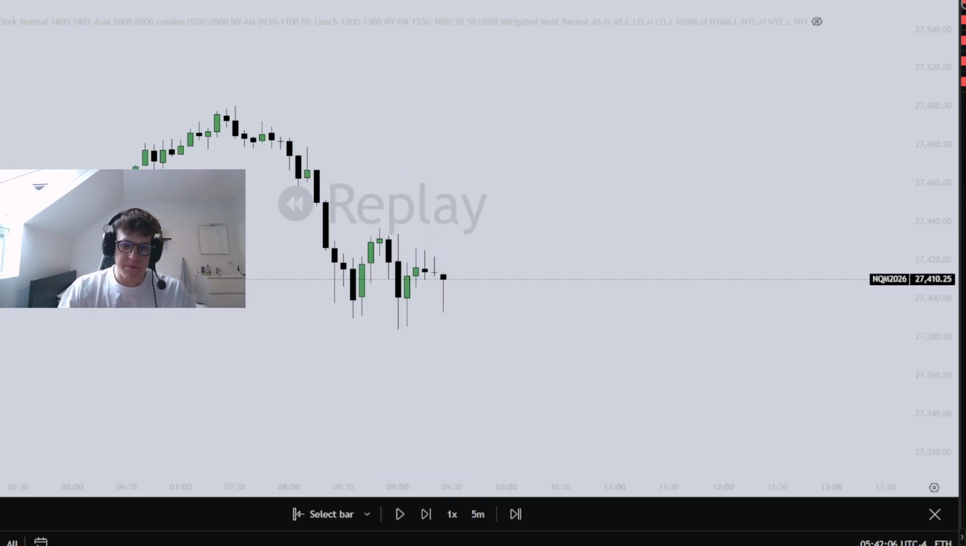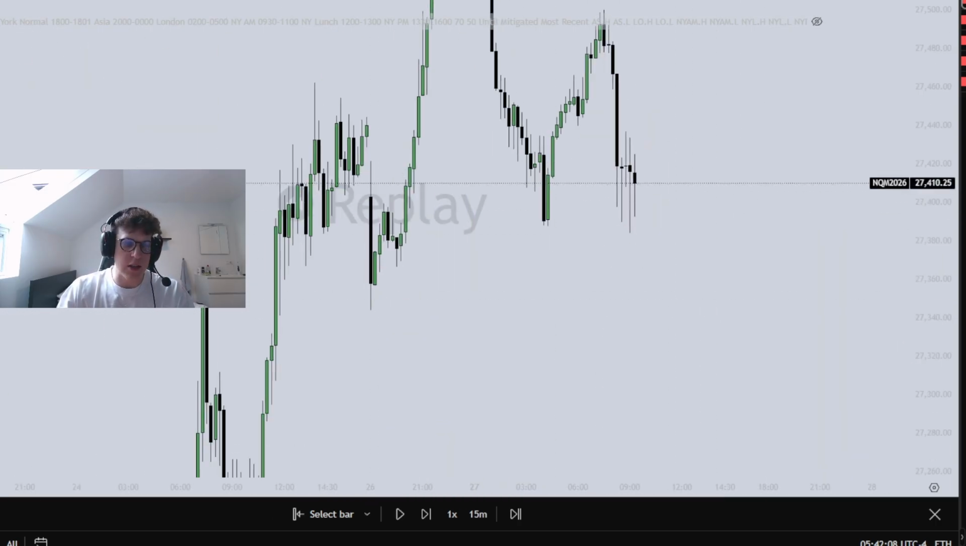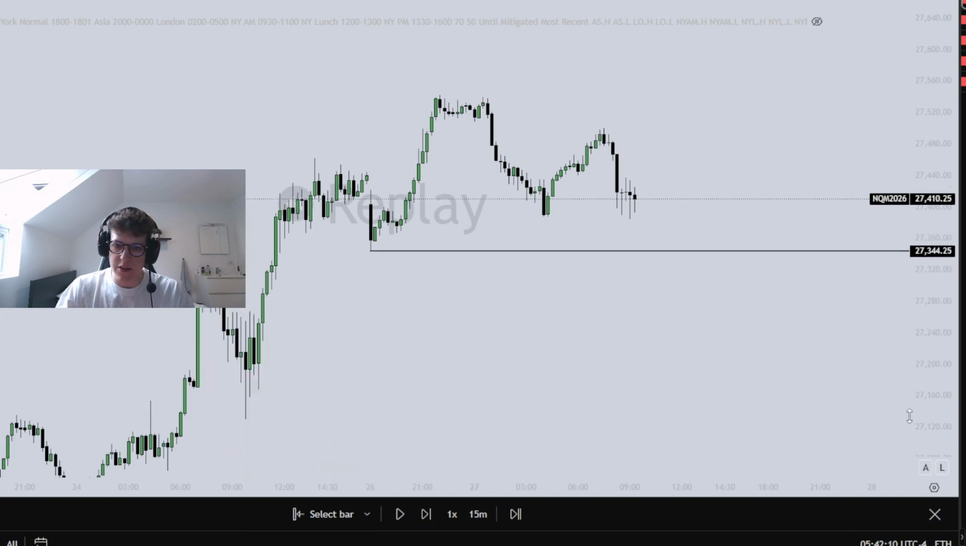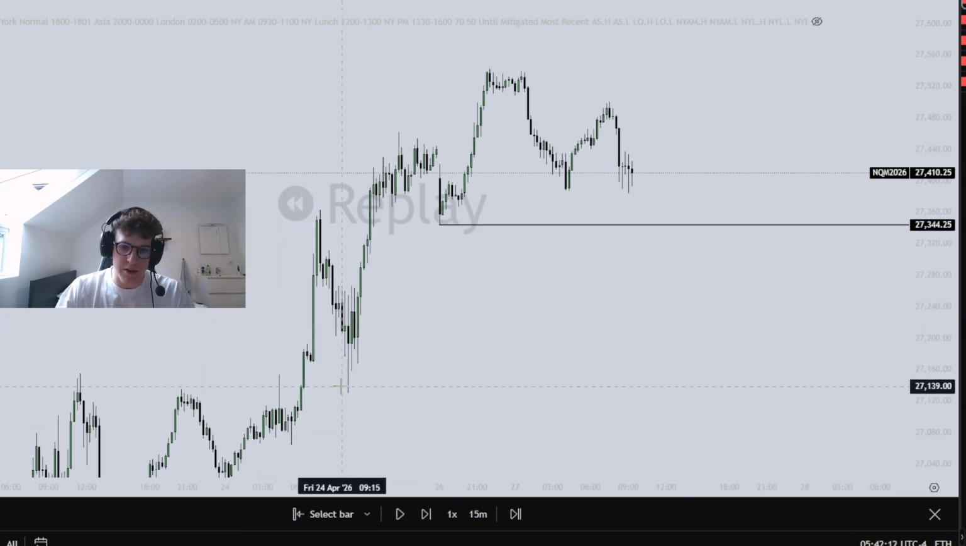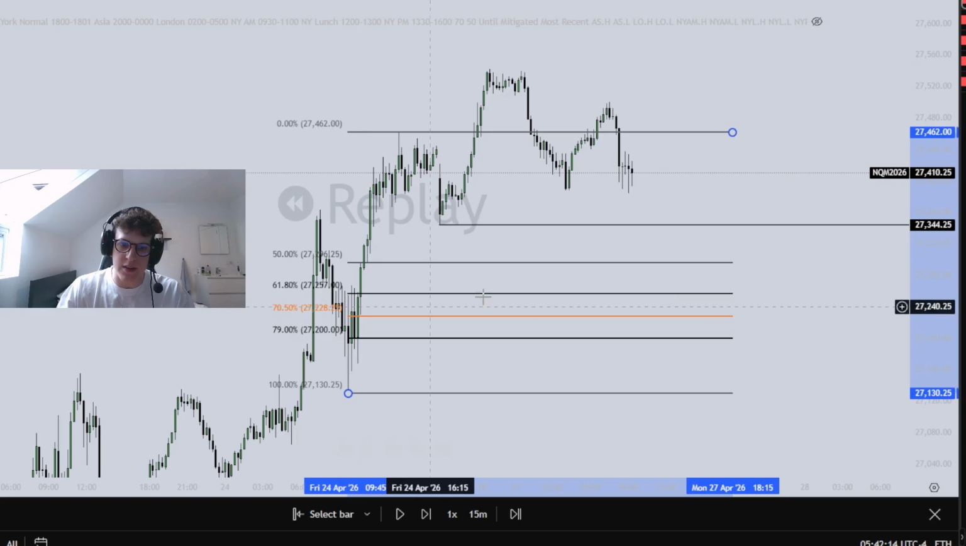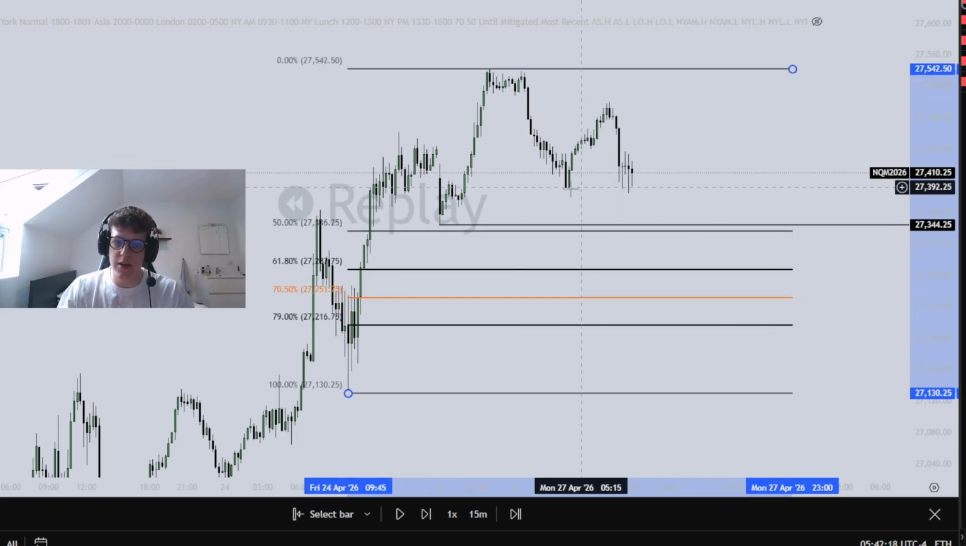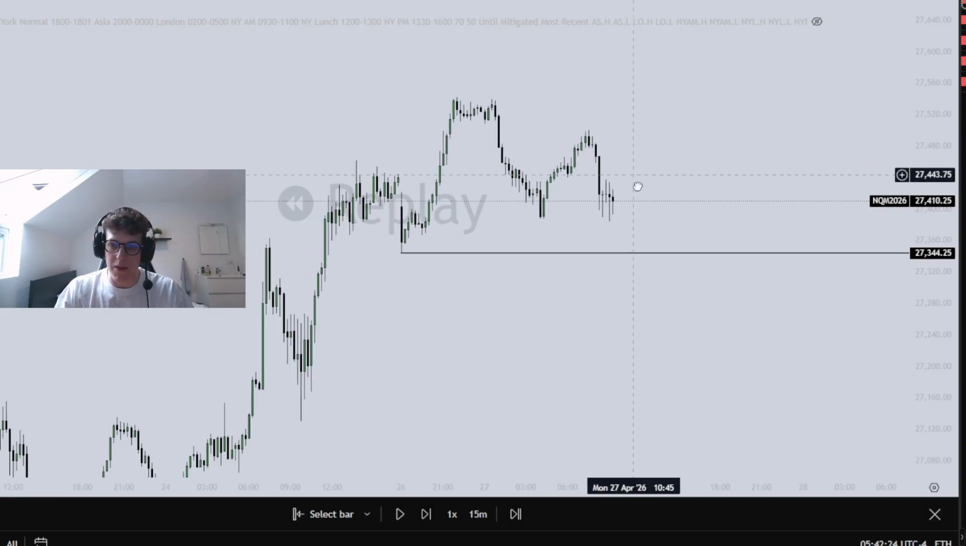I was targeting these lows to rebalance the range. If you draw out your big range, we have an old range right here. This range needs to get rebalanced. If you up the range till here, this range also needs to get rebalanced. So that was what I was looking for on Monday.